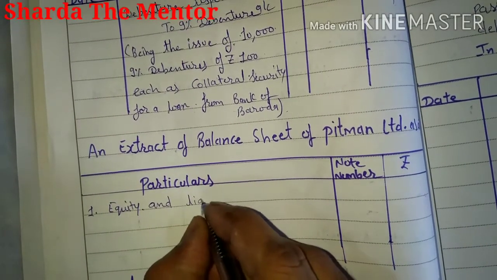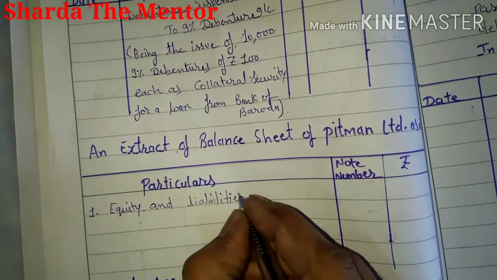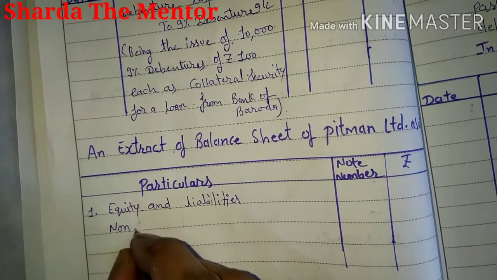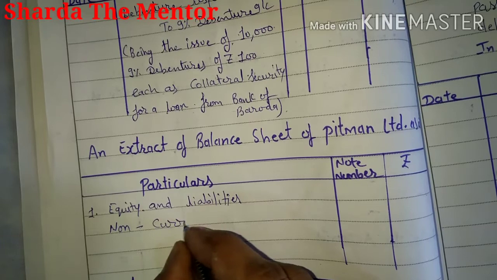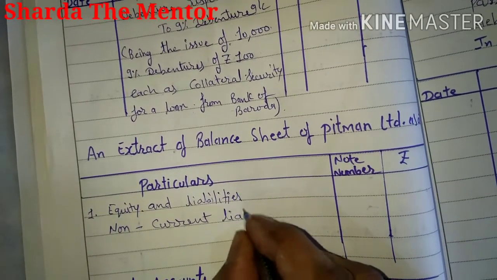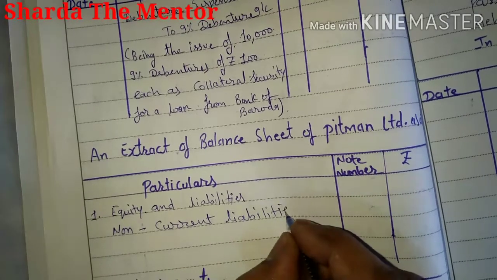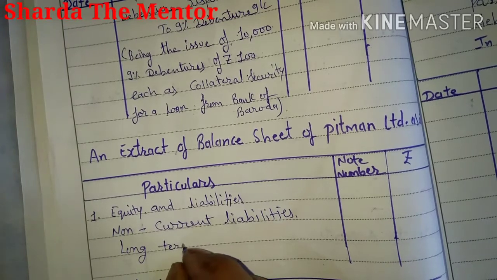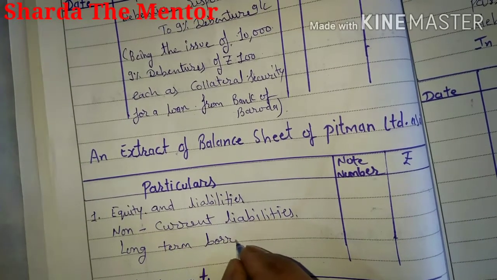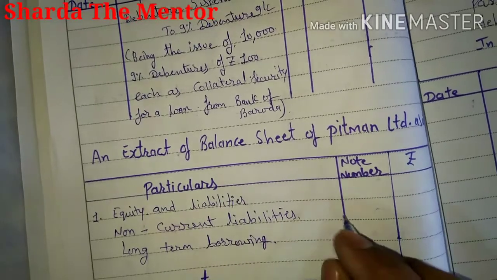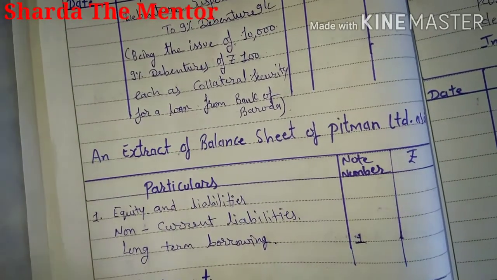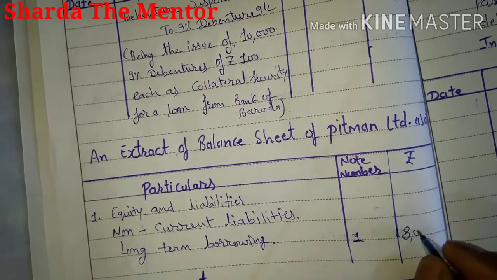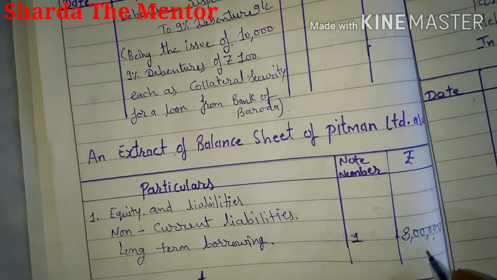Equity and liabilities is the main heading under which you will mention non-current liability, because debenture comes under non-current liabilities, and that is long-term borrowing. Debenture is considered a long-term borrowing, so you will mention here long-term borrowing, note number 1, because we have already calculated and mentioned it in the notes. So here you will mention 8 lakh rupees and that will be the total.